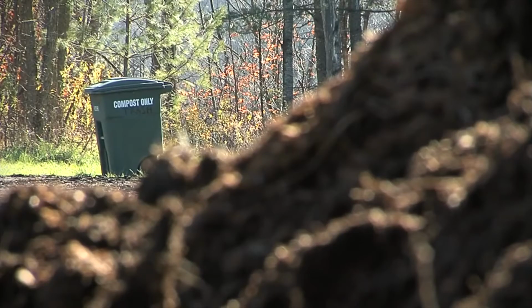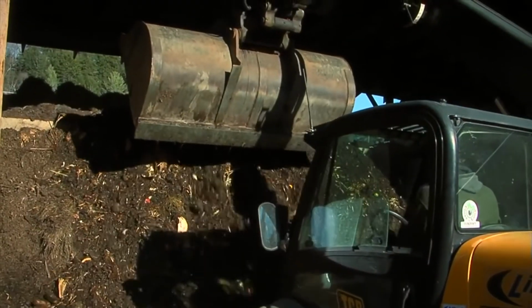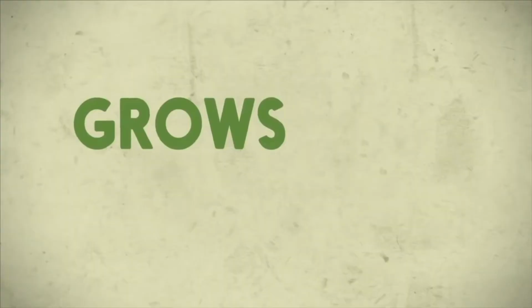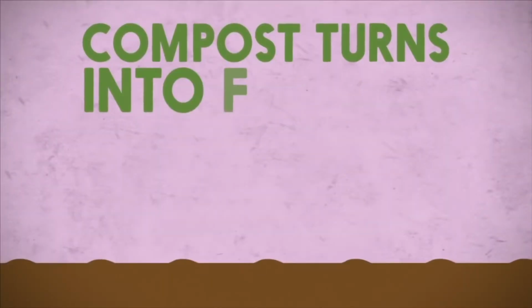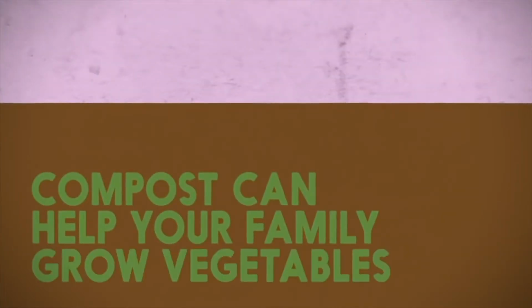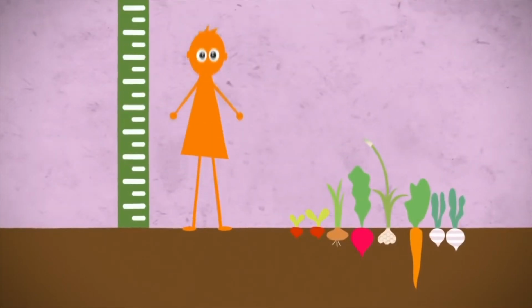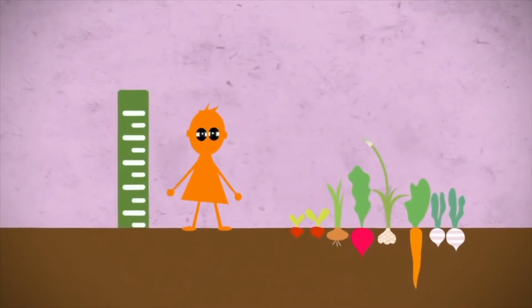We've come a long way from the lunchroom, and now that the compost is made, what can compost be used for? Grows grass. Compost turns into flour. Composting can help your family grow vegetables. The compost helps grow food so you can grow taller. Or smaller. No, you grow smaller!